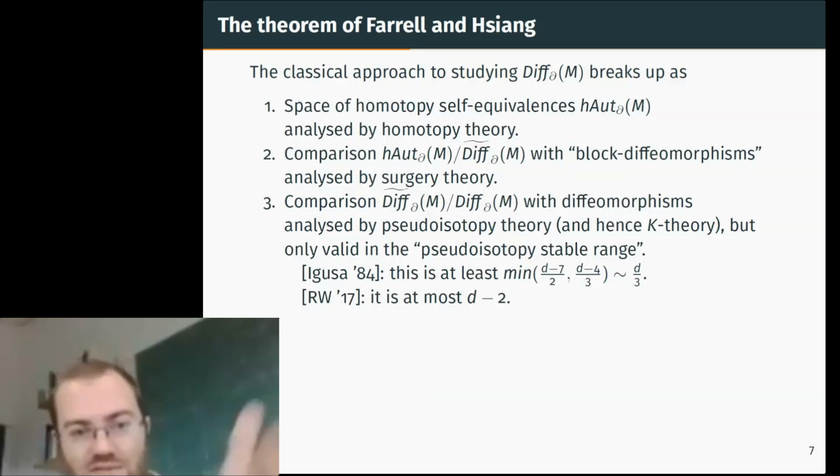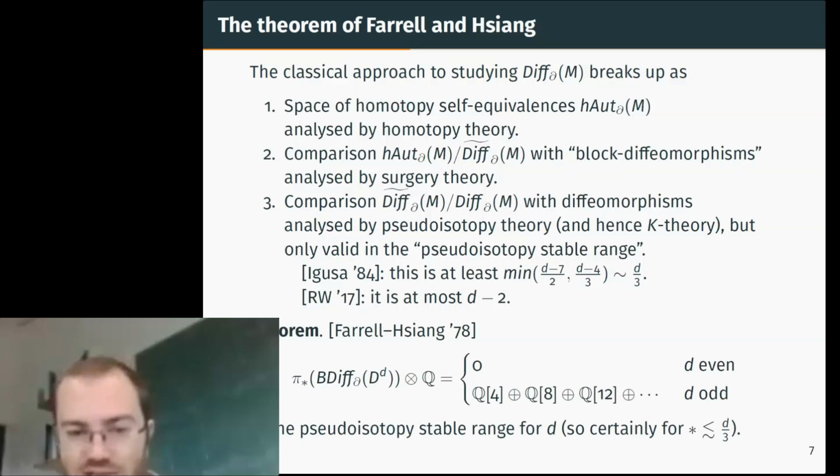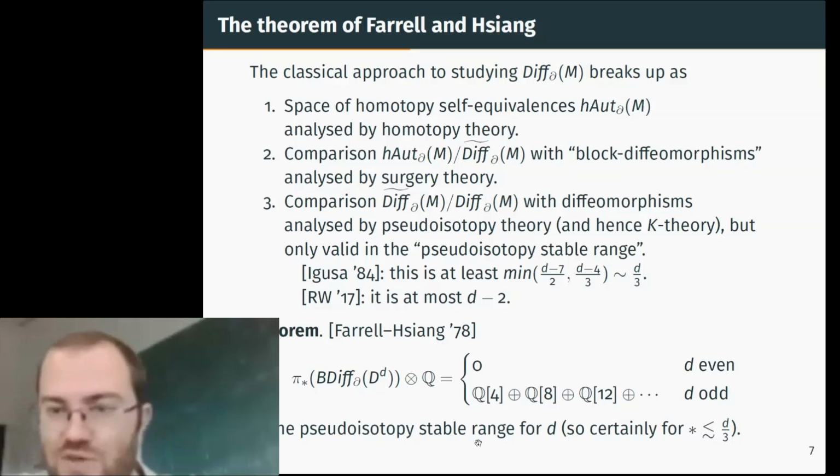So in the case of a disk, this exact program that I've outlined here was followed by Farrell and Hsiang, and they got the following answer. If you look at diffeomorphisms of a disk, rationalized, rationalizing helps with every step involved. Then if the disk is even dimensional, you get nothing. And if the disk is odd dimensional, you get 1 class every 4 degrees. This is essentially the algebraic K-theory of the integers, with degrees shifted down by 1. But this is only true in this pseudo-isotopy stable range. So as far as we know, that's approximately d over 3.